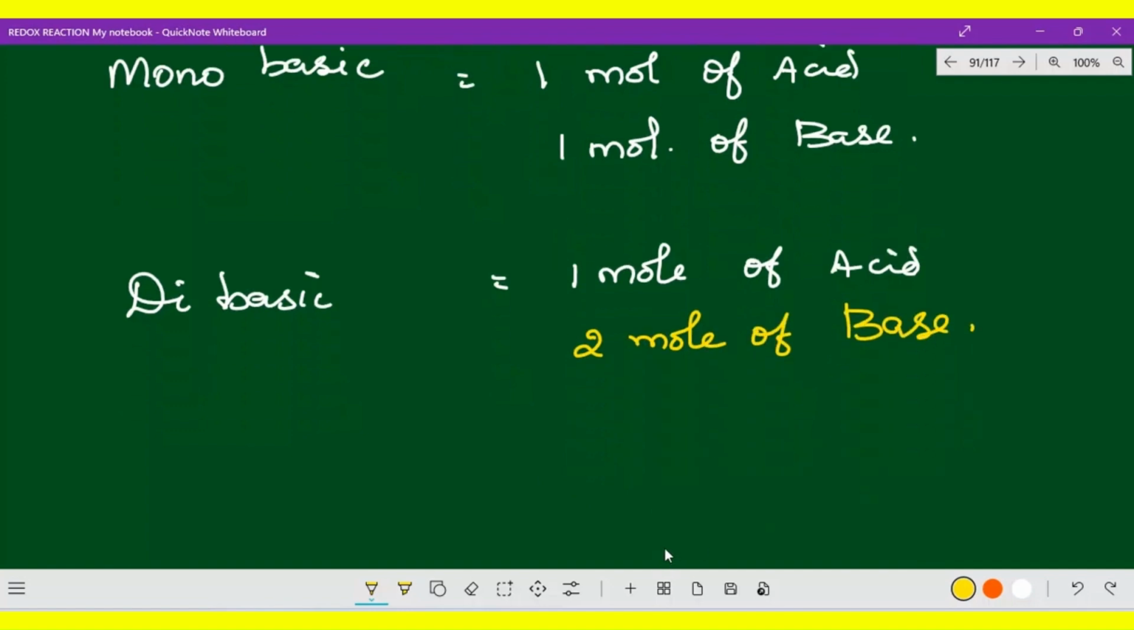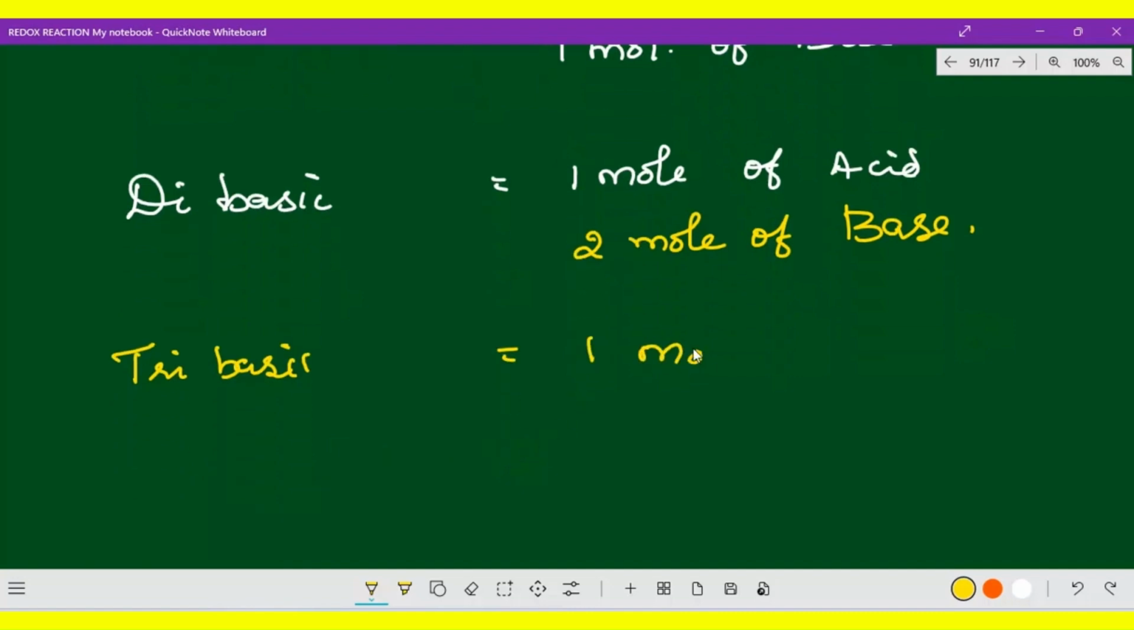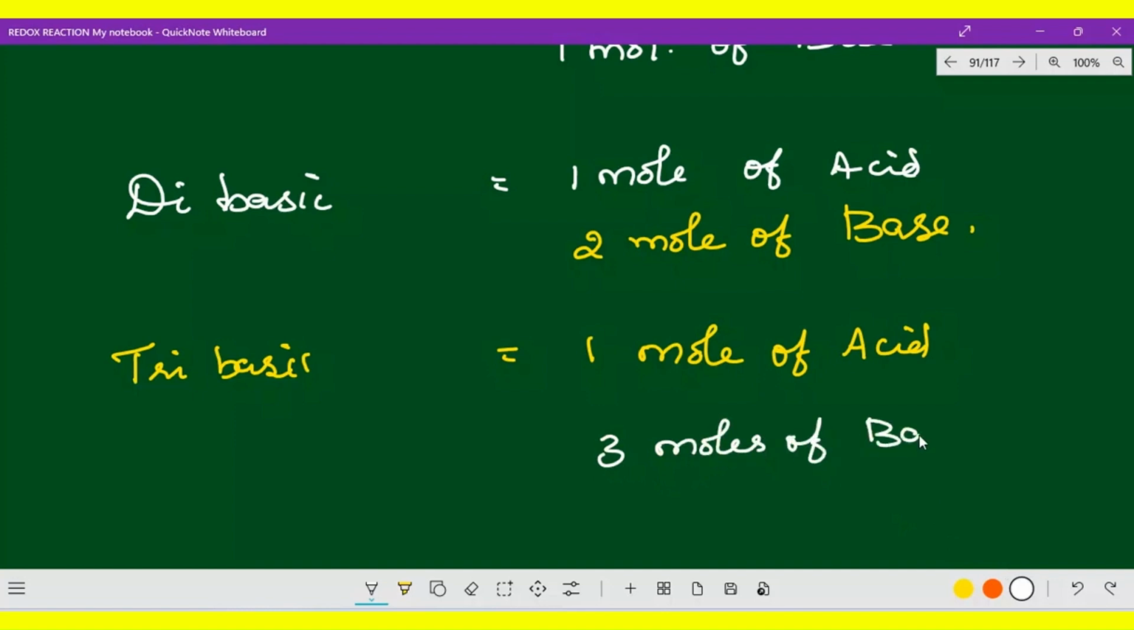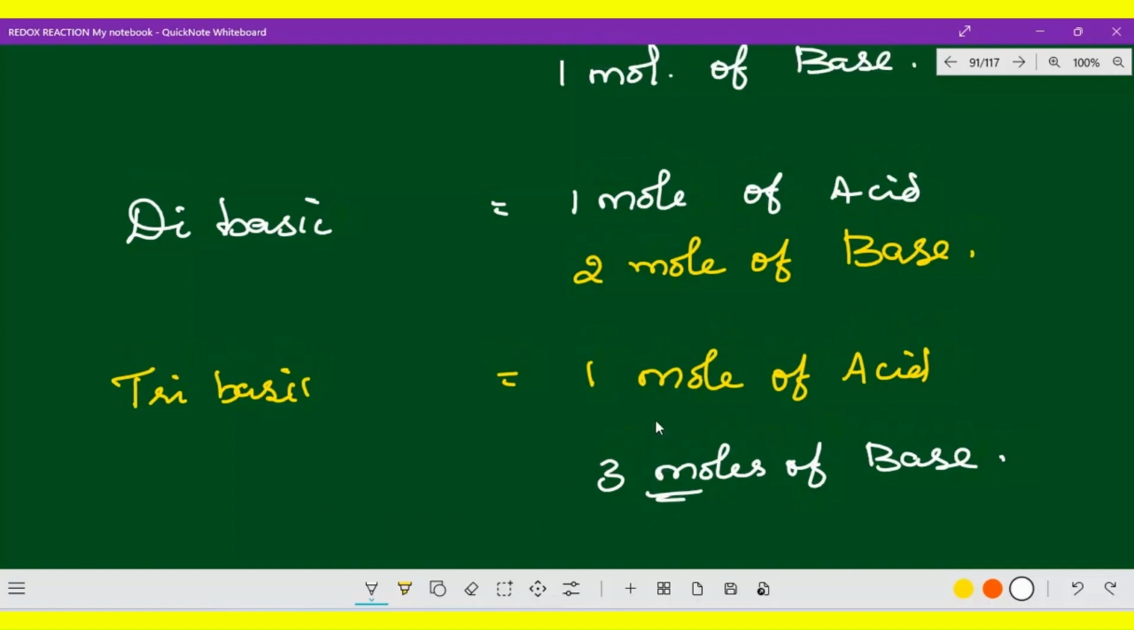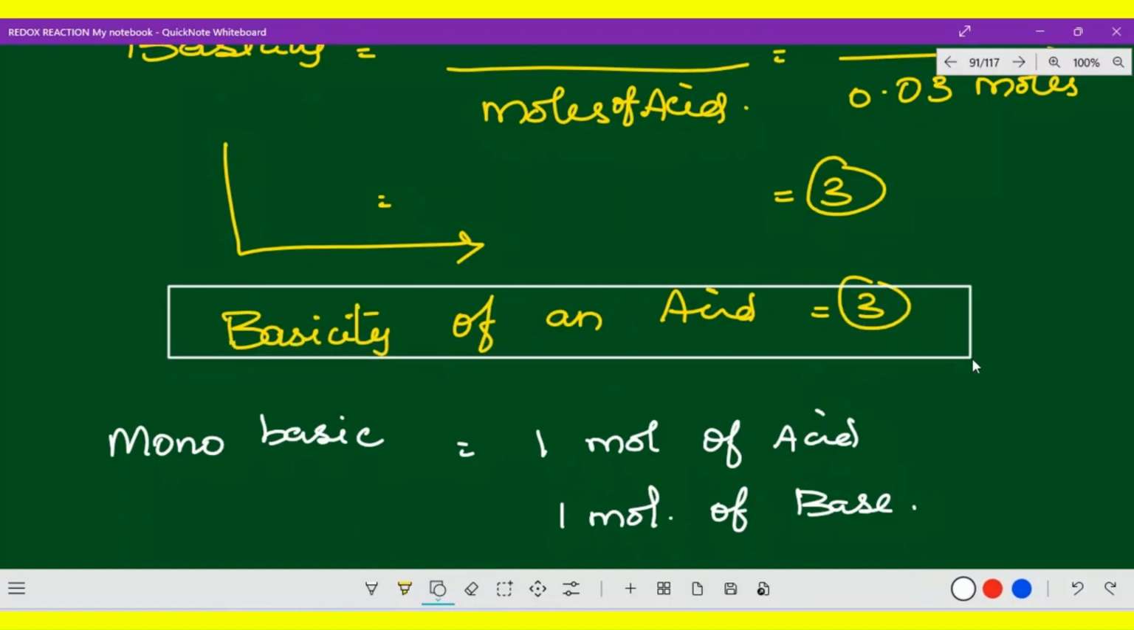And the same way, next one, tribasic. So tribasic means what? 1 mole of acid and 3 moles of base. Here this is indicating tribasic, so 3 moles of base. Now, how much basicity are we getting? It is 3. So 100% this is a tribasic acid.